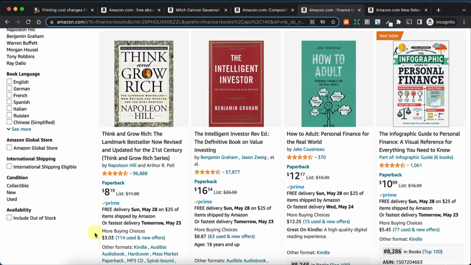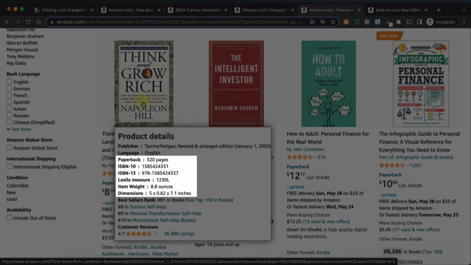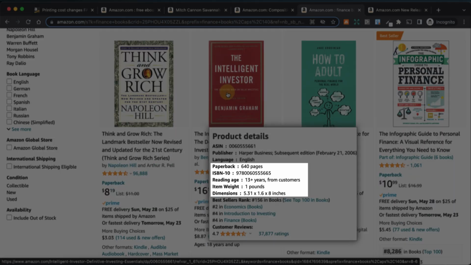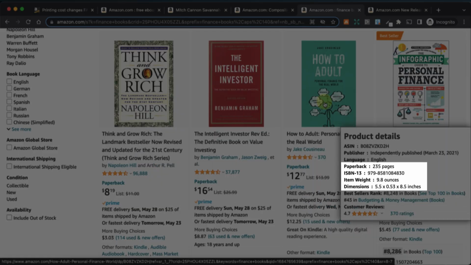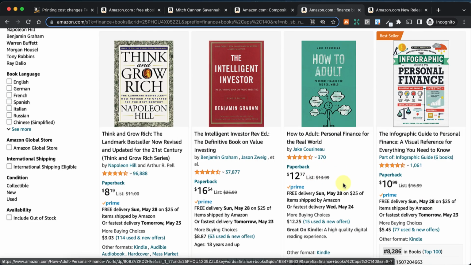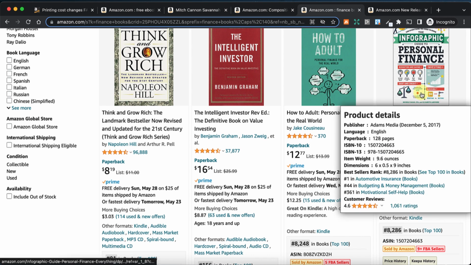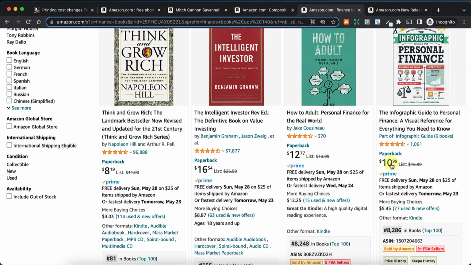So don't just look at the number of pages, because this is a 5x7, 320 page. These are very, very established books, by the way. This is like a 5 and a bit by 8, 640 pages, and this one is a 5.5 by 8.5 for 235 pages. So it's probably better to use the word count to see how these are faring. 128 at 6 by 9. This is going at 10.99.